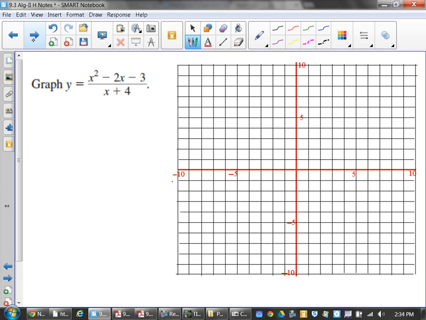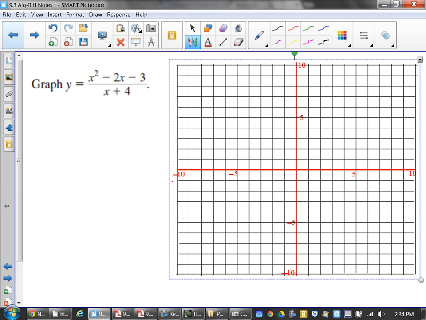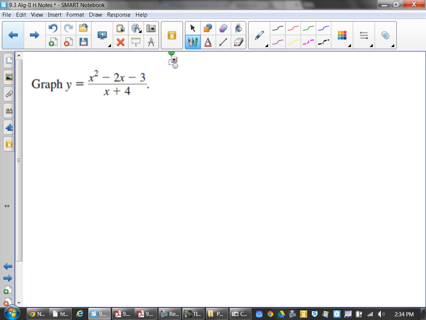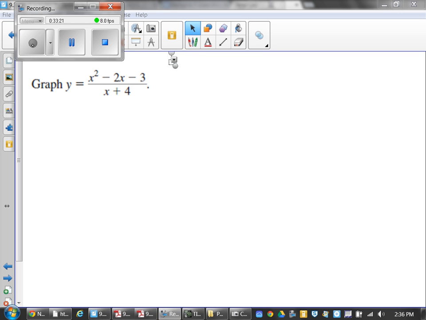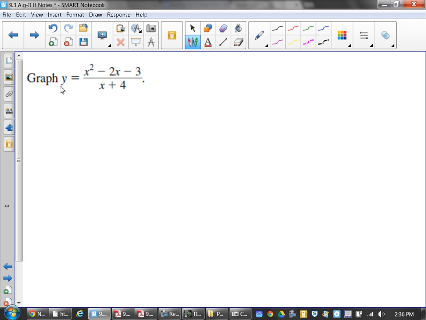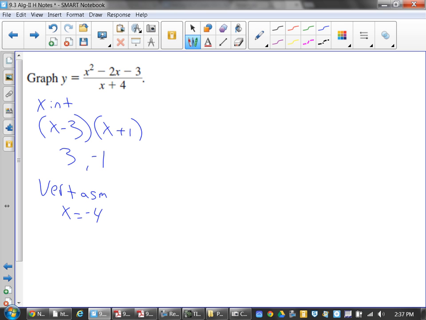So, do this one. Take a minute, try that one. Label out all the parts. This wasn't that bad. Hopefully you got your x-intercepts would be, let's see, x minus 3, x plus 1, so we'll be at 3, -1. We have a vertical asymptote at x equals -4. All right, and then do we have a horizontal asymptote? No, sir. The degree on the top is larger than the bottom, so there's no horizontal asymptote. Okay.